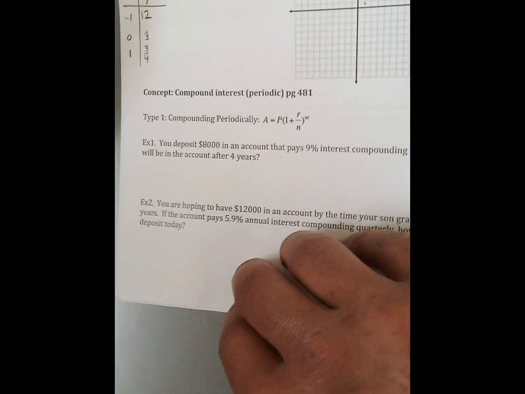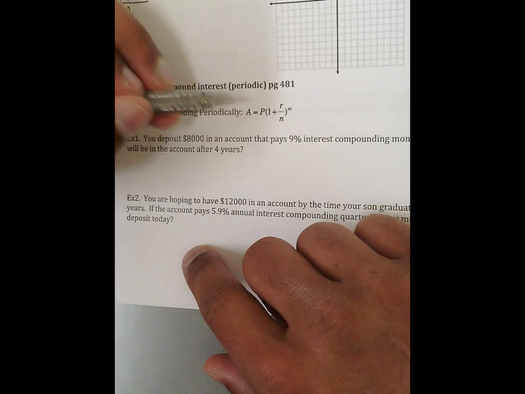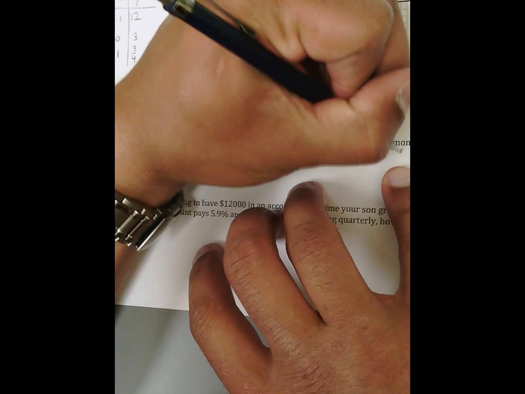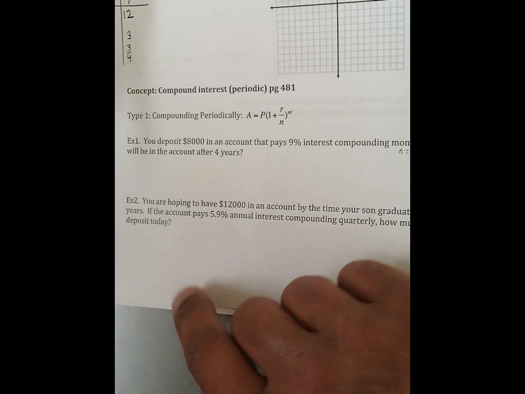Let's look at word problems that involve exponential growth. We must memorize this formula for compound interest. You deposit $8,000 into an account that pays 9% interest compounded monthly. Well, monthly means my N value is 12. How much money will be in the account after 4 years?